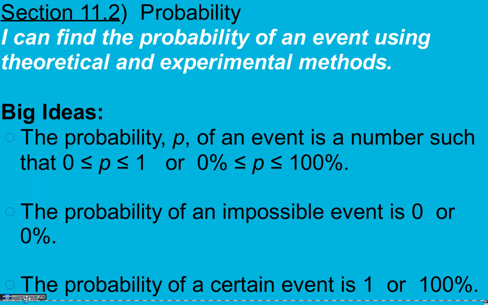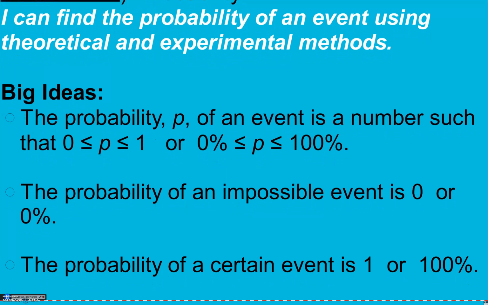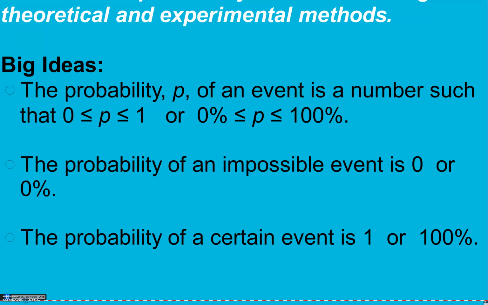Section 11.2 is probability. I can find the probability of an event using theoretical or experimental methods. Big ideas. The probability, P, of an event is a number such that 0 is less than or equal to P less than or equal to 1. So P is in between 0 and 1, or we can think about them as percents, as P is in between 0% and 100%.